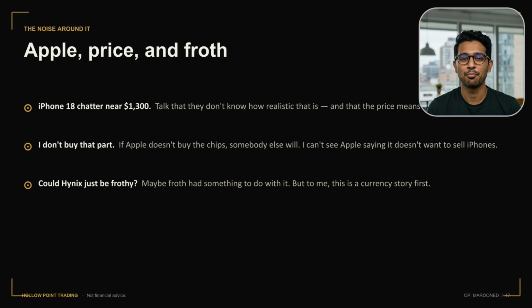Noise persists around potential demand destruction for the iPhone 18 due to its high price point. While some fear this impact, the reality is that if Apple doesn't source these chips, others will. Ultimately, this volatility is a currency story, first and foremost.